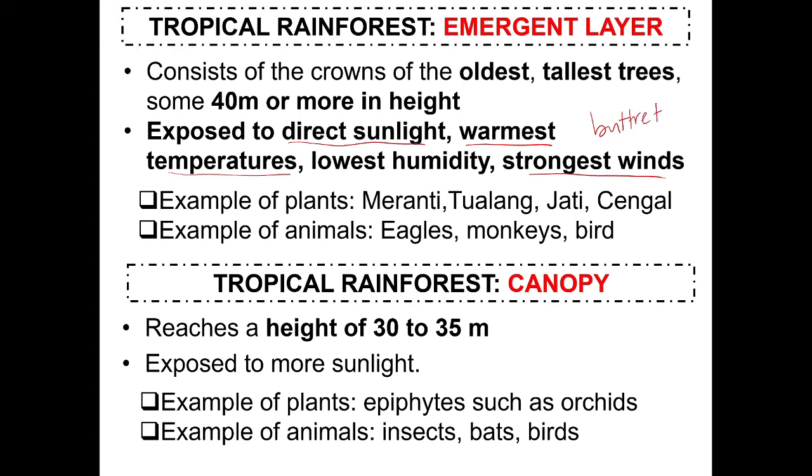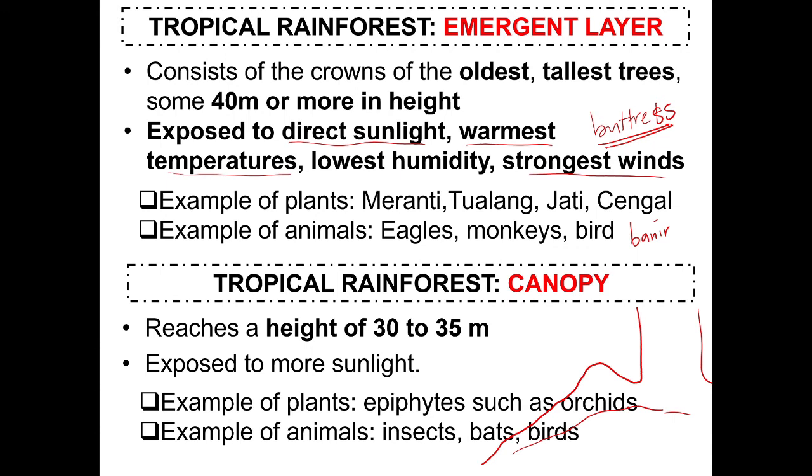Salah eja saya. Butt root. Let me check. Buttress root. Akar kita panggil akar bane. Akar bane ni selalu kalau pokok dia punya akar dia tinggi, besar. Okay, bukan setakat akar tunjang. Right, they are very strong and sturdy.